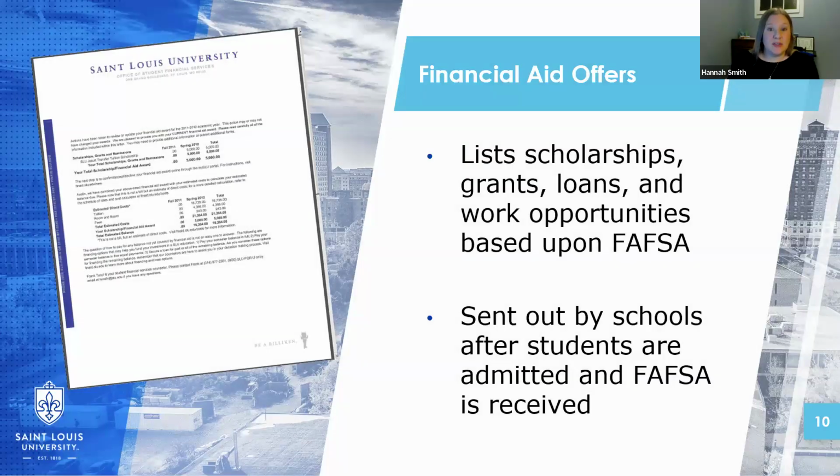So once that FAFSA is filed and it's sent to all of the institutions that your student is considering and that's included on their FAFSA, these institutions are going to create a financial aid offer that shows you, here's all of our costs associated with our institution, here's all of the aid that your student has been deemed eligible for, and here's your remaining balance, what it's going to cost to attend for one academic year.